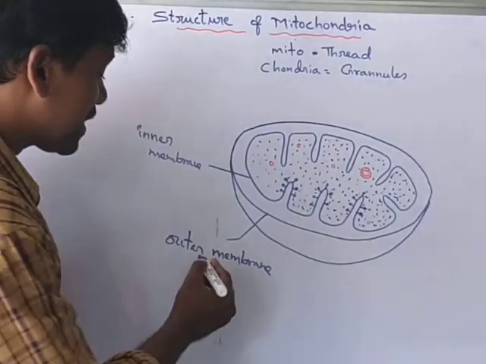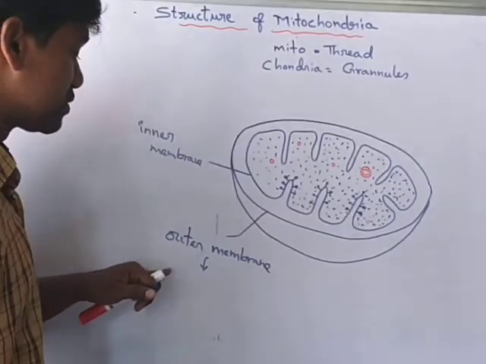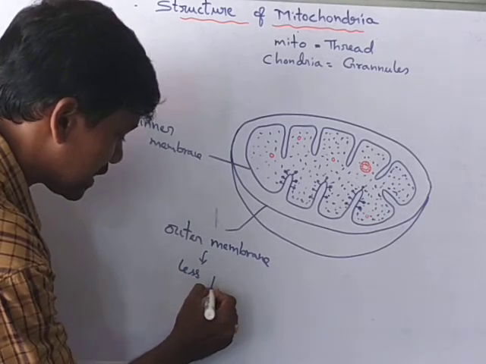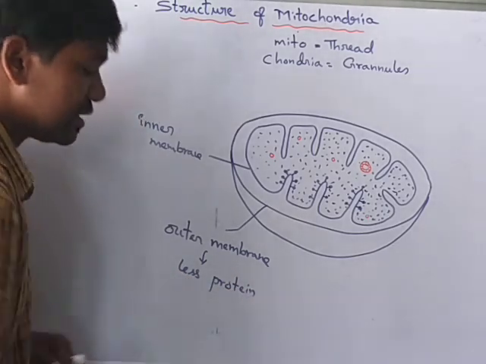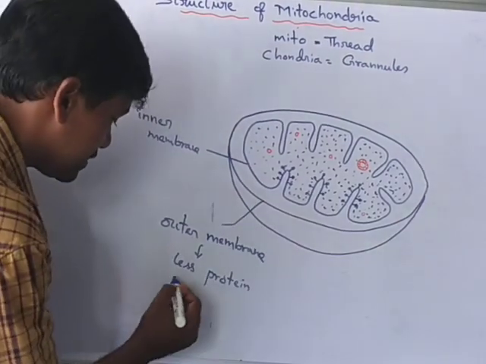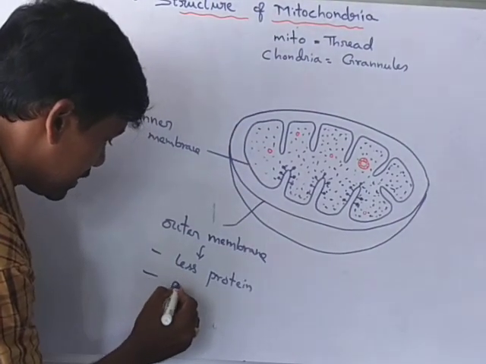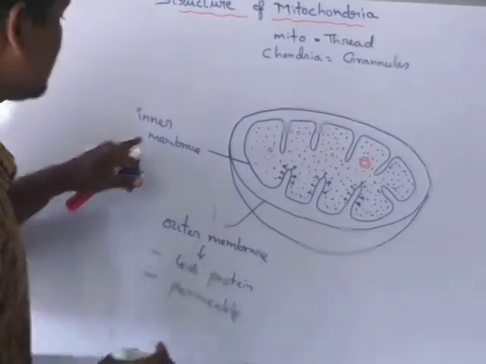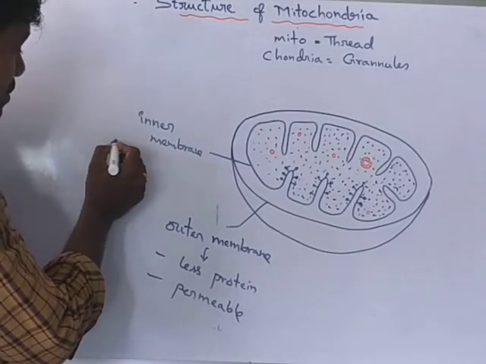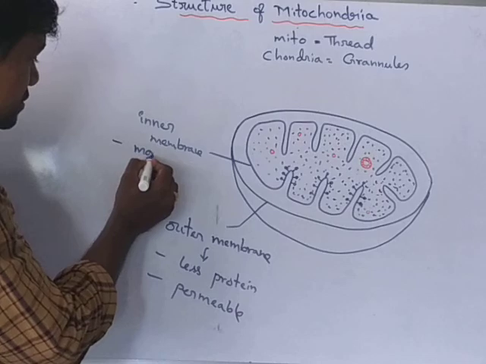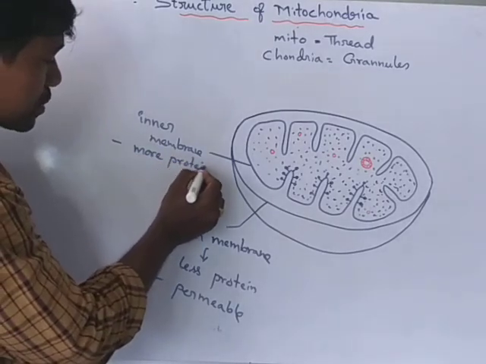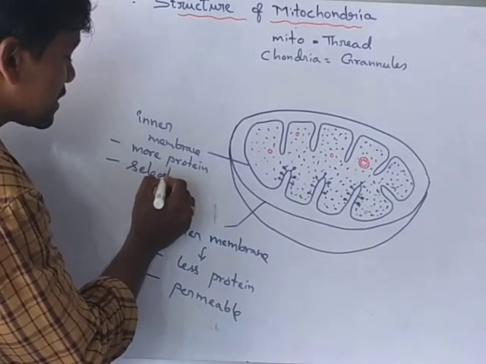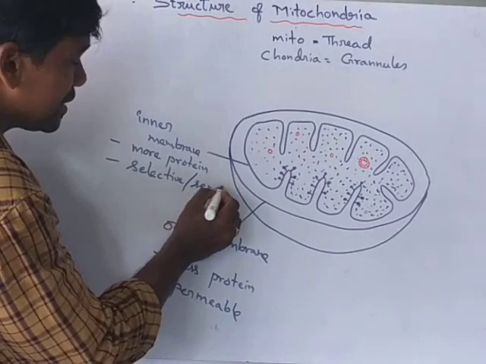The nature of the outer membrane: it has less protein, that means more lipids, and it is permeable. The inner membrane contains more protein and less lipids, and it is selectively permeable, or semi permeable.